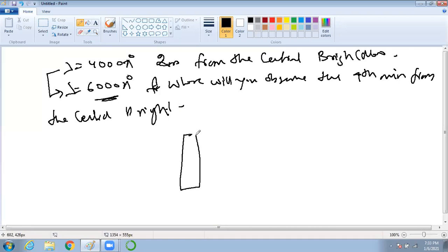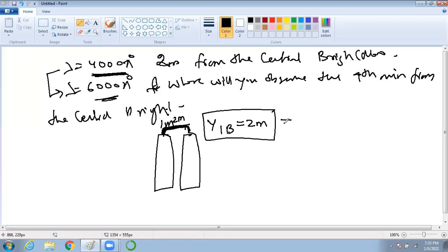The question is, this is the central maxima. This is the first maxima. It is telling that when the light is 4000 angstrom, the first maxima is observed 2 meter from the central. What is this distance? This distance is nothing but y1b, and that is equal to D lambda by d. That is equal to D into 6,000 angstrom by d, or not? Yes, sir. Clear or not?